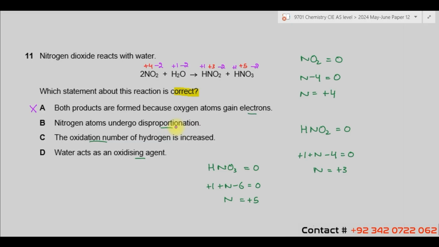Disproportionation means self-oxidation as well as reduction. So nitrogen goes from +4 to +3, which is reduction. Also, it goes from +4 to +5, which is oxidation. So yes, this is disproportionation. The oxidation number of hydrogen is increased. This is wrong because it remains +1. Water acts as an oxidizing agent. No, NO2 is oxidized as well as reduced, so it is not an oxidizing agent. Correct answer is therefore B.